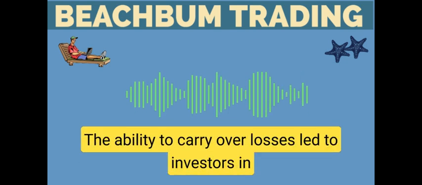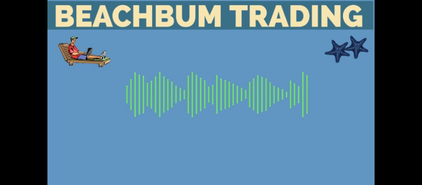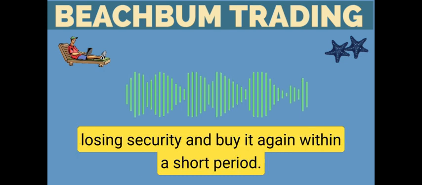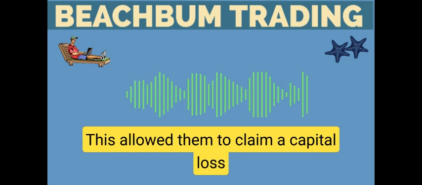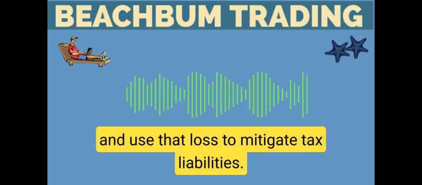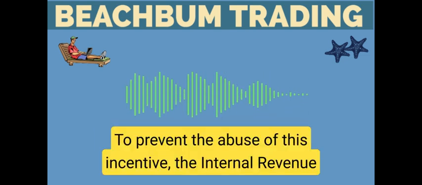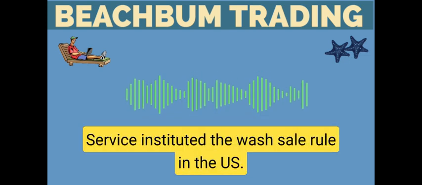The ability to carry over losses led to investors inventing a loophole where they would plan to sell a losing security and buy it again within a short period. This allowed them to claim a capital loss and use that loss to mitigate tax liabilities. To prevent the abuse of this incentive, the Internal Revenue Service (IRS) instituted the wash sale rule in the US.